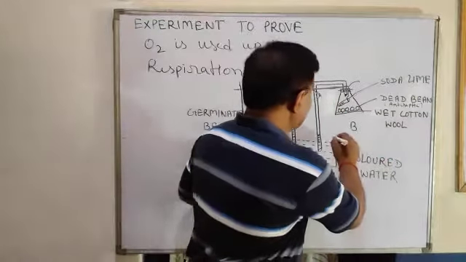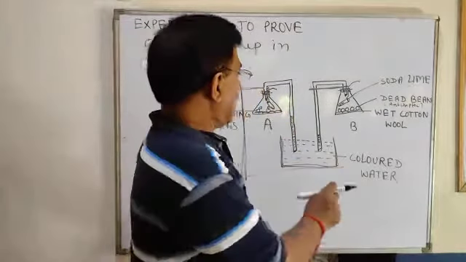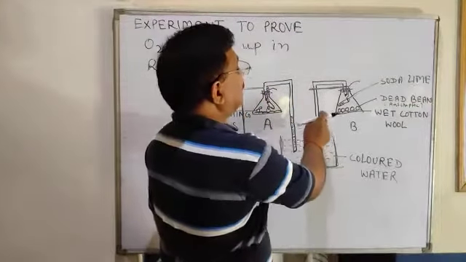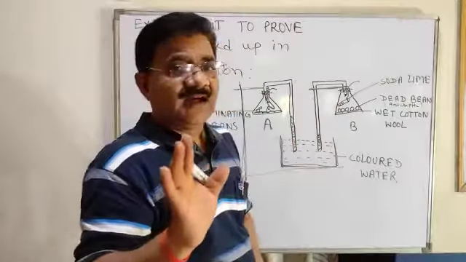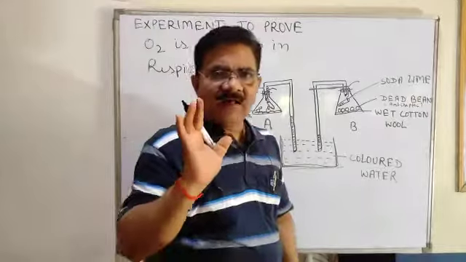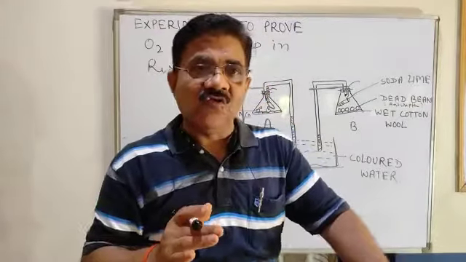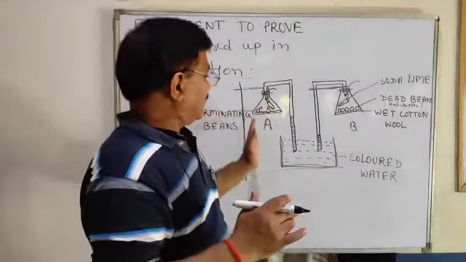And in a beaker we have taken colored water, and two tubes are there which are connected to both the conical flasks. Now try to understand what I want to show. What does this experiment show?